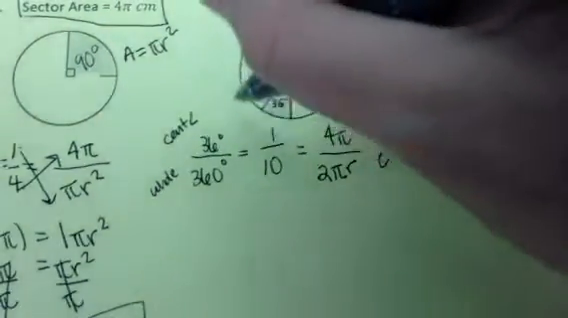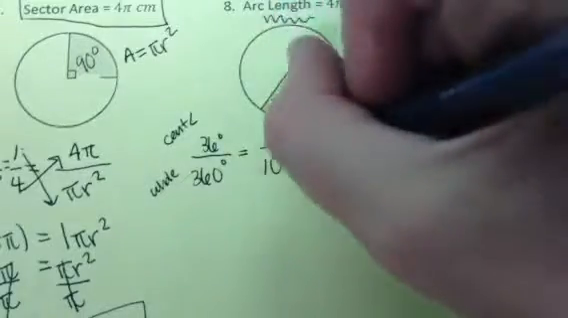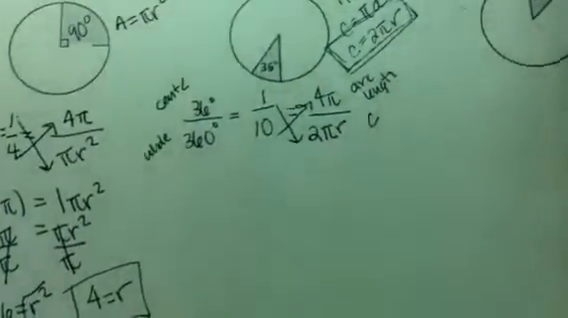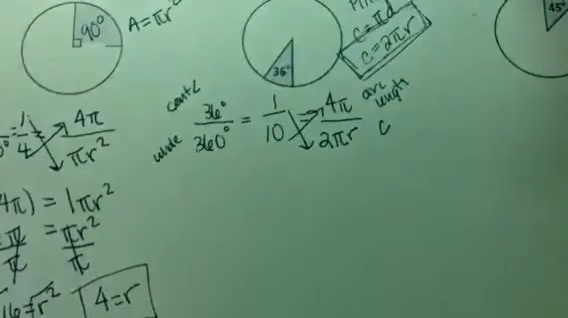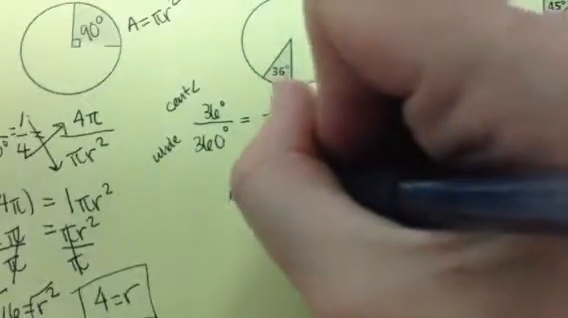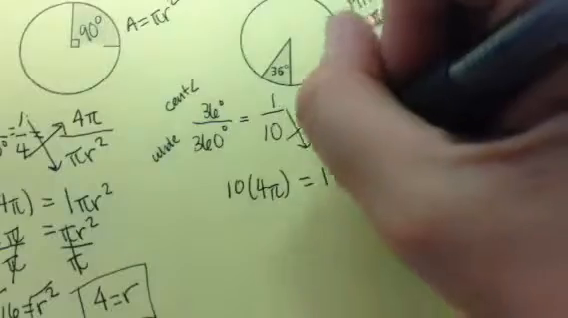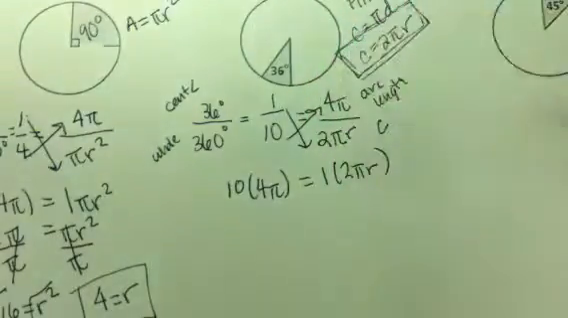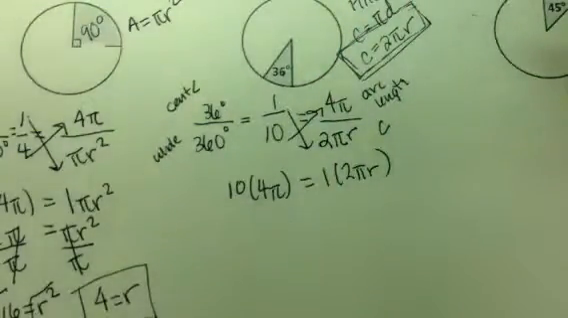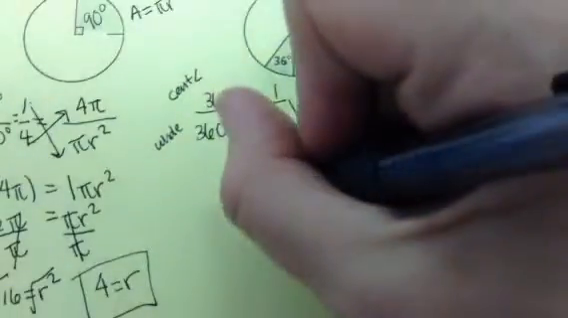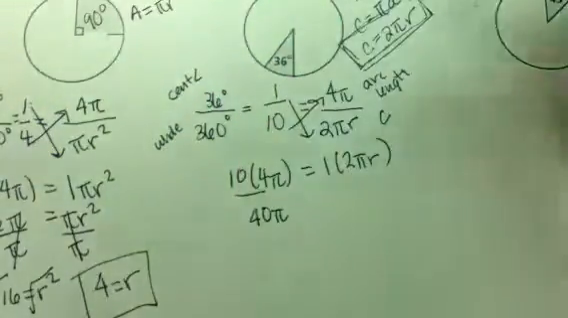All right, so whether you use 36 over 360 or 1 over 10, we should get the same thing. When I cross multiply, and again, it's not the only way, but it's a way we know how to solve proportions, I get 10 times 4 pi equals 1 times 2 pi r, 2 times pi times the radius. I know this can look really complicated, but 10 times 4 pi is just 10 times 4 times pi. So 40 pi.